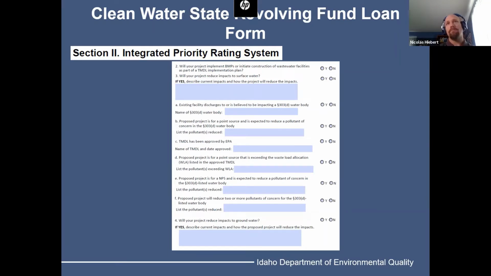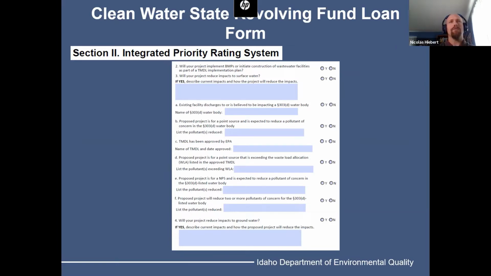I will note that there are times where a stream doesn't have any assessment of it, right? It doesn't have any TMDL, it doesn't have any issues with it. And so if you pull up a segment of stream and it's blank, in other words, there's nothing there, talk to your DEQ regional office, but there is a chance that there hasn't been any work done on that stream.